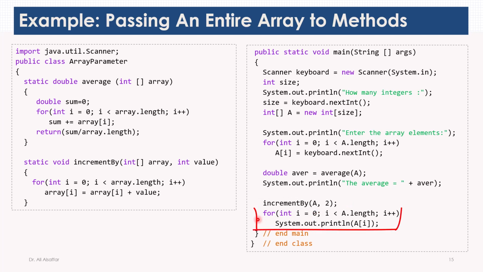So this is why when you print after you come back from the call, you will not see the same values that were entered by the user. Why? Because the method has changed its values.